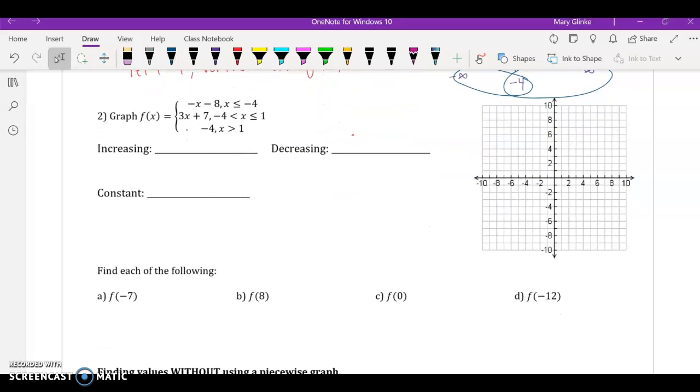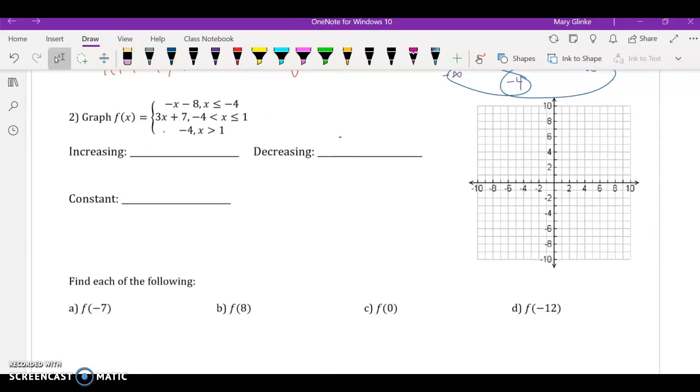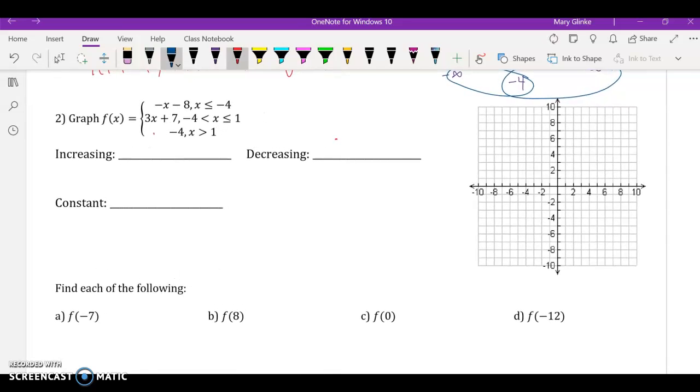So now what we're going to do is apply that idea of increasing and decreasing to the graph of a piecewise function. So we're going to start off by graphing these much like we did in the last lesson. We're going to mark our graph here at our boundaries of negative 4 and positive 1. The first one, x is less than or equal to negative 4, is going to be the leftmost portion of this graph. The next portion, everything in between negative 4 and 1, is the middle, and everything bigger than 1 then is the right.